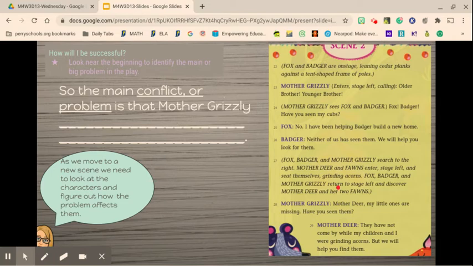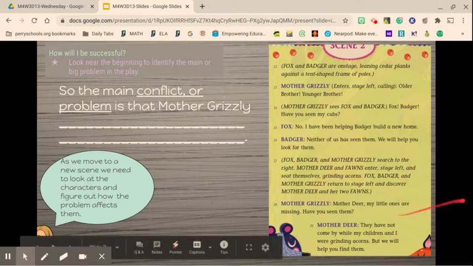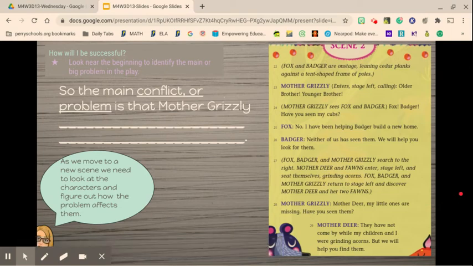So as we're thinking about this and as we move into this new scene 2, we need to look at the characters and figure out how the problem affects them. So we're going to be thinking about this question. The main conflict or problem is that Mother Grizzly... When I'm looking at this page, what is it that Mother Grizzly is having the problem with? What is she struggling with?